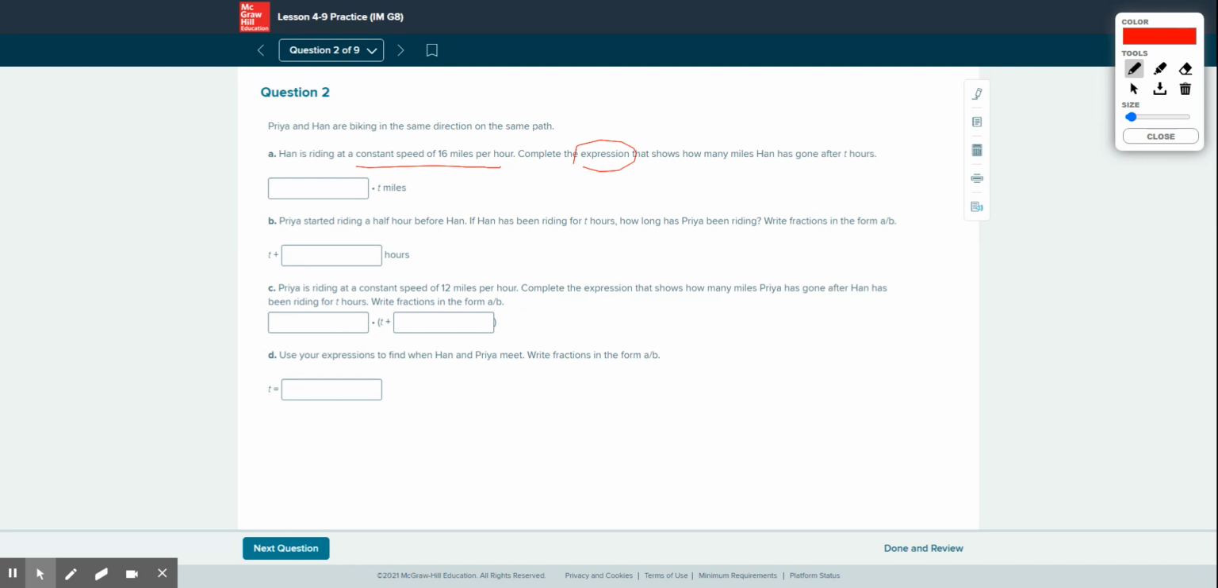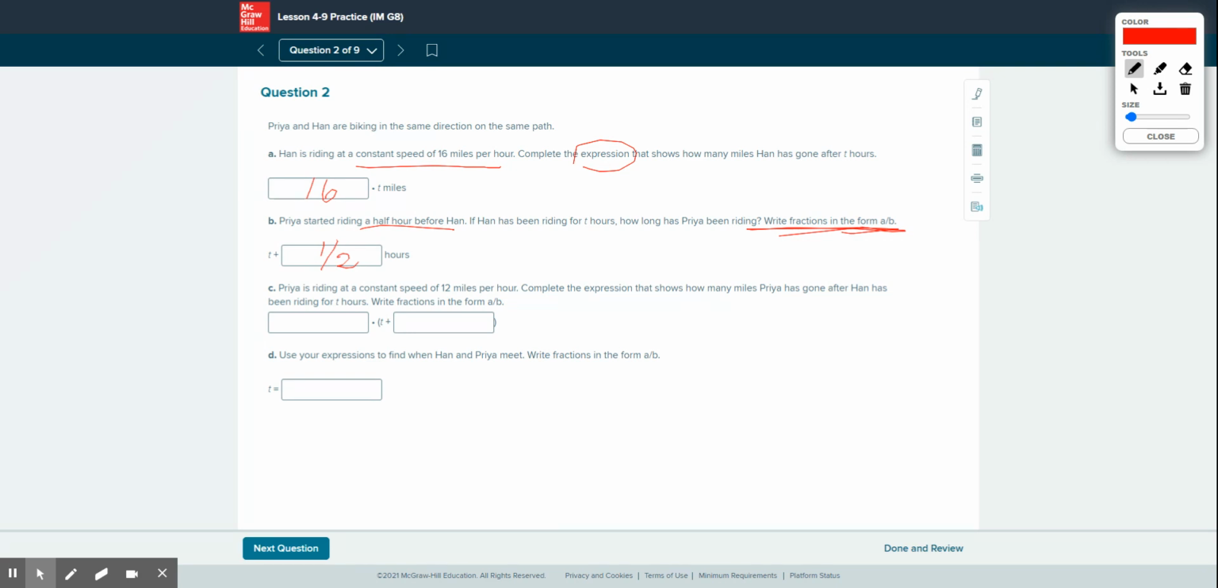That means that there can't be an equal sign here for us to be able to work with. Just leaving it as it is, we're saying he's riding at 16 miles per hour. Priya started riding a half hour before Han. That means she got a head start. That means for every amount of riding hours that either of them do, no matter what, Priya is always a half an hour before Han. We have to write that as a fraction because they said so.